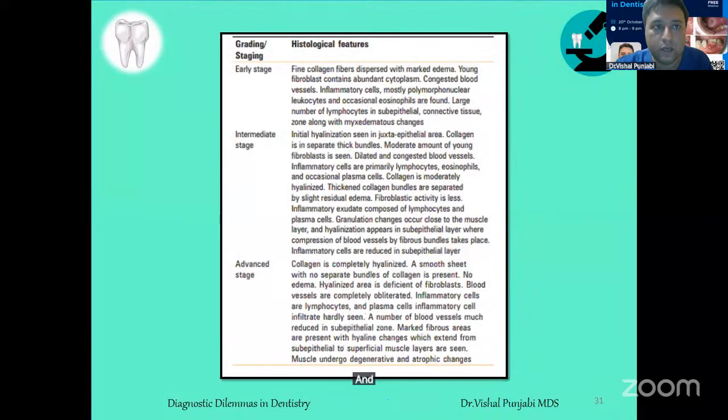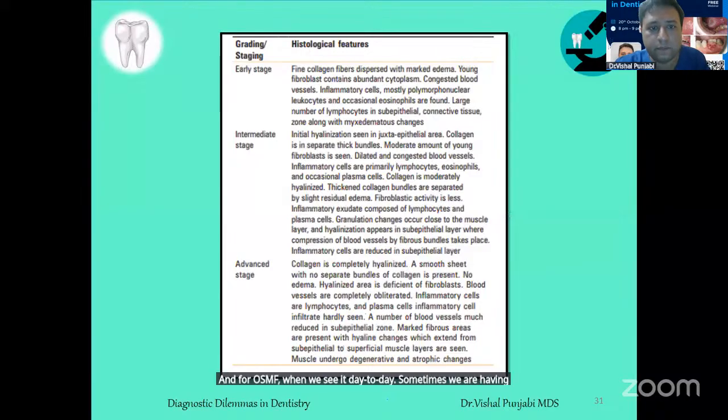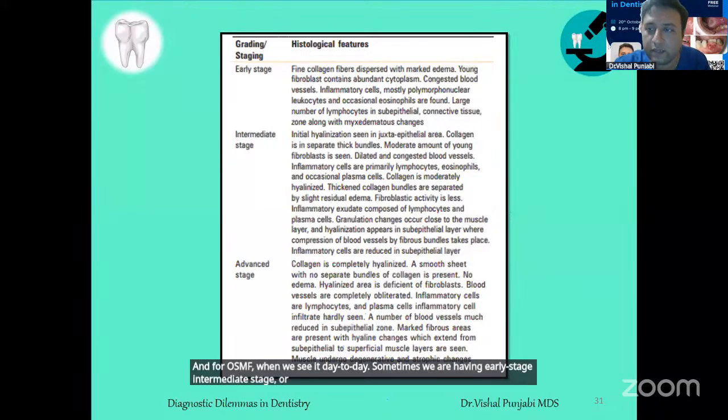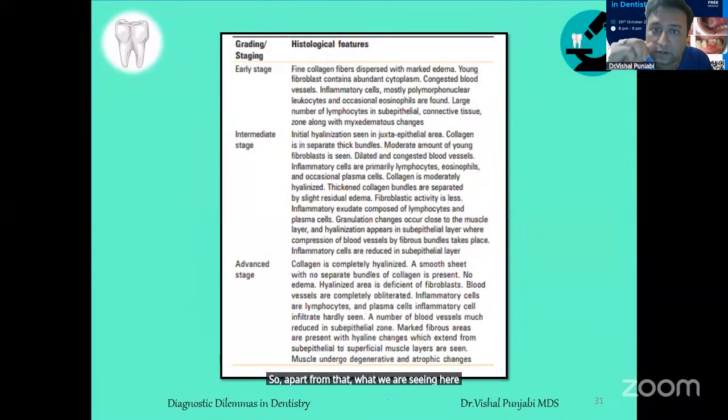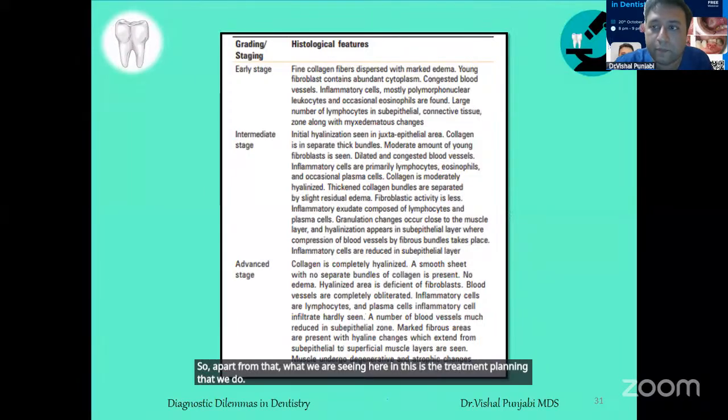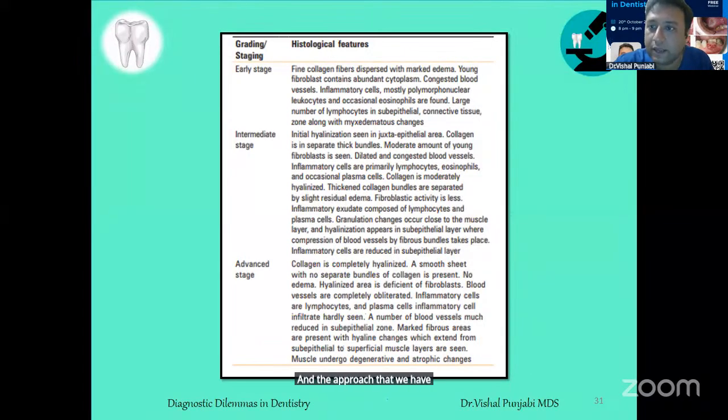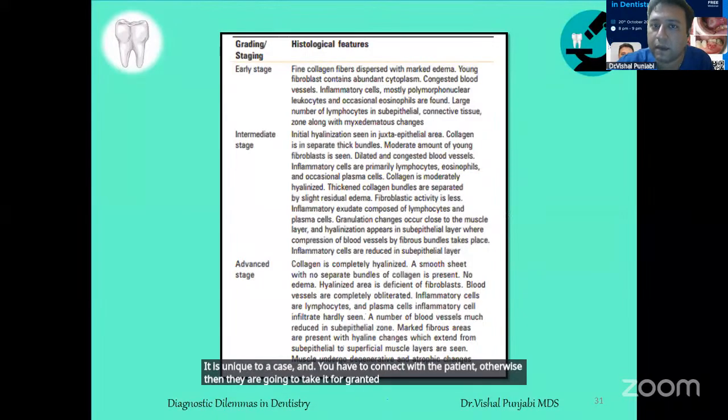And for OSMF, when we see it day to day, sometimes we are having an early stage, intermediate stage, or an advanced stage based on these histopathological features. So apart from that, what we are seeing here is the treatment planning that we do and the approach that we have. It depends on the case. It is unique to a case, and you have to connect with the patient. Otherwise, they are going to take it for granted and continue the same habit.